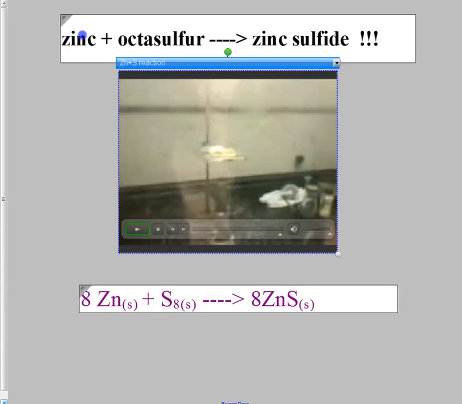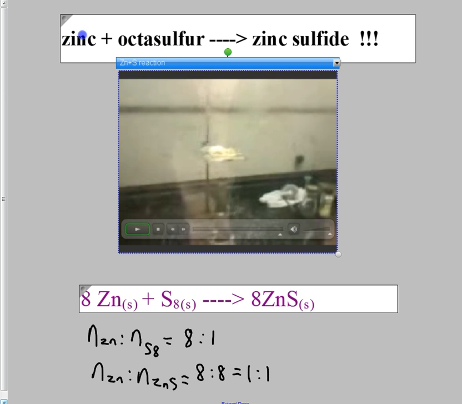The mole ratio, which we've been using already, can be discussed at this point now. The mole ratio between zinc and sulfur would be 8 to 1. So the number of moles of zinc for every mole of octasulfur is 8 to 1. More importantly, the number of moles of zinc to the number of moles of zinc sulfide is 1 to 1, which means that for every mole of zinc, we get 1 mole of zinc sulfide. Not gram to gram, but mole to mole.